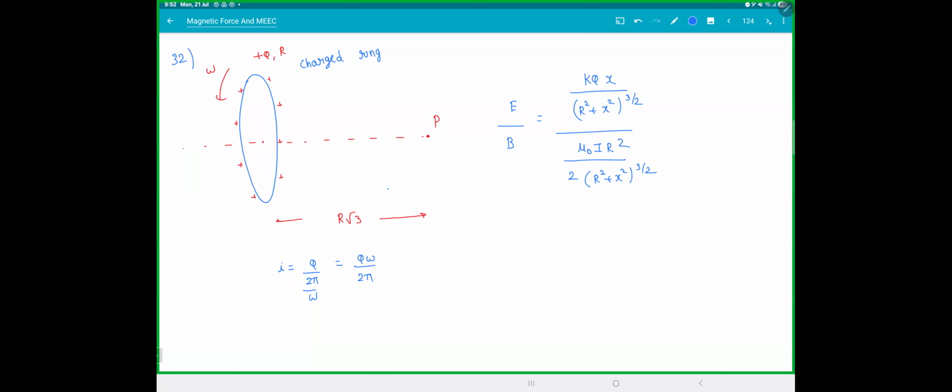So the denominator goes off. You will simply end up with kqx. The 2 will go up by mu naught I r square. You know everything, substitute. 2k. K is what? 1 by 4 pi epsilon. X is r root 3. I also need to substitute. I is nothing but q omega by 2 pi.